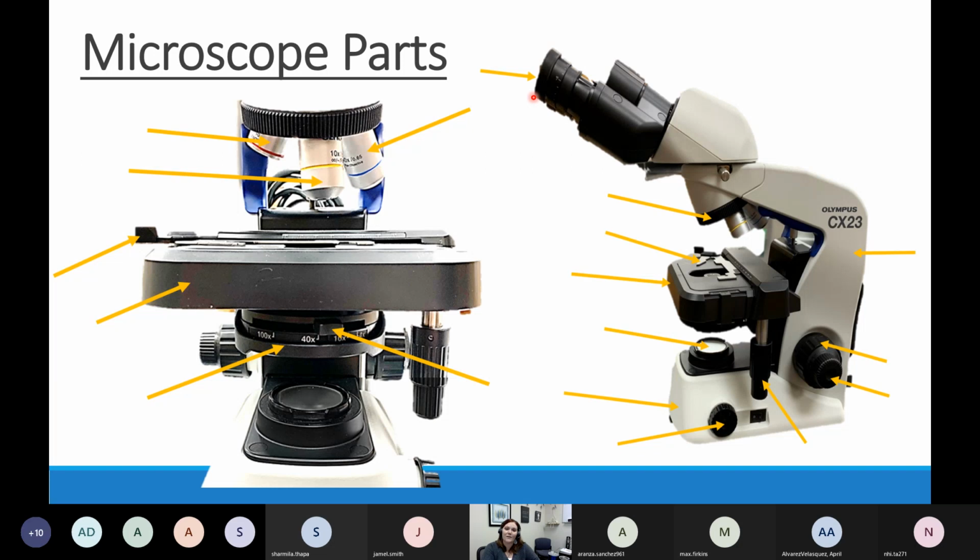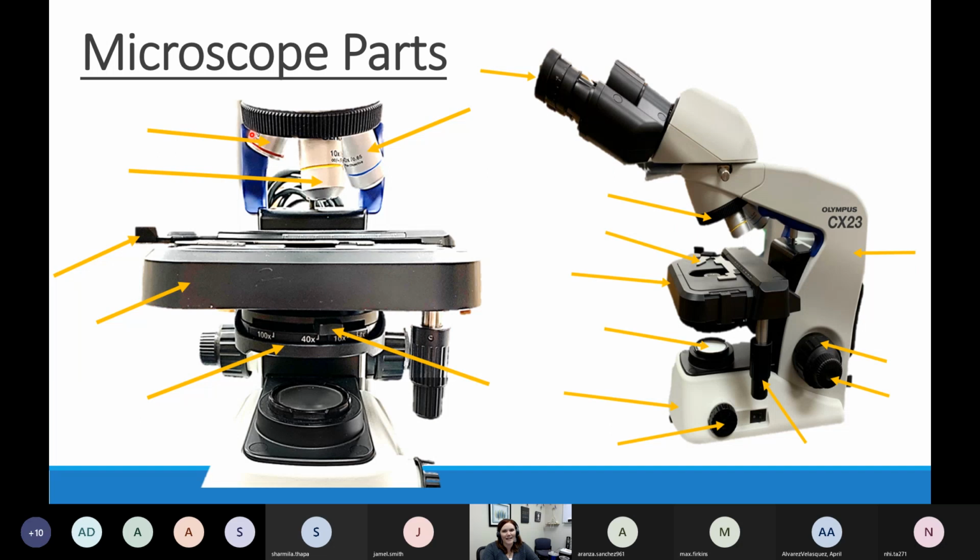But 10 times bigger by itself is not usually enough to help us see what we need to see. And that's why we need to use these things that we see on our picture right here. These things are called the objective lenses, and they each have their own name, and they each magnify things at slightly different levels. So let's start with our smallest objective. We see it right here with a red stripe on it. The smallest objective is called the scanning objective. So the scanning objective, my one with the red stripe, magnifies things 4 times.